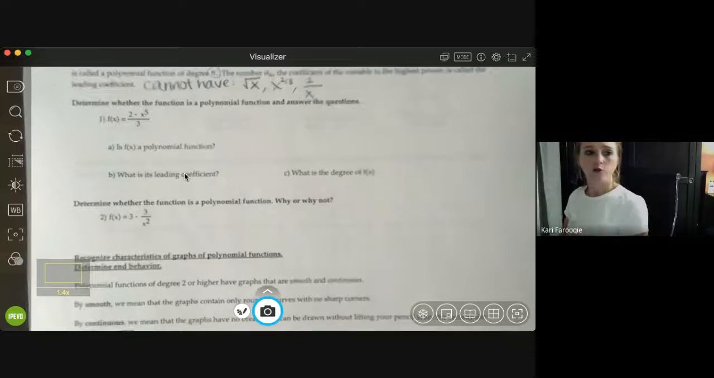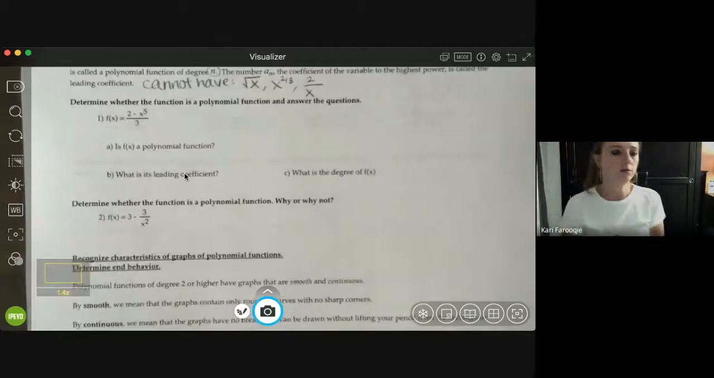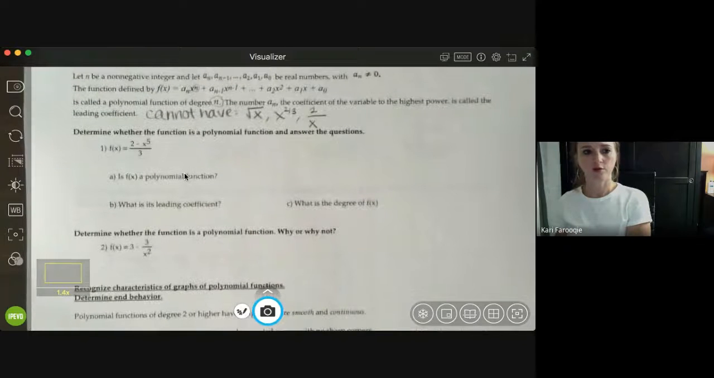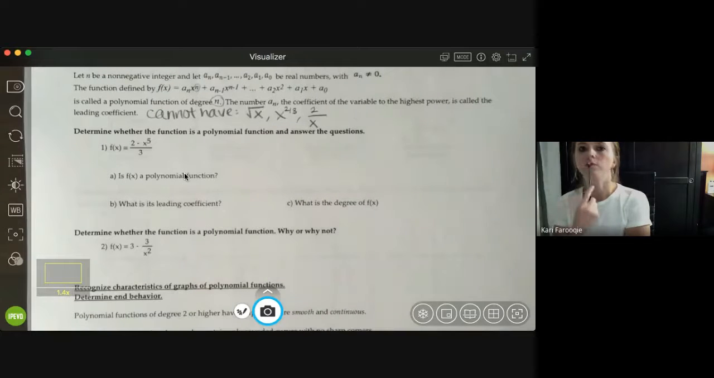F of x equals 2 minus x to the 5th over 3. Is f of x a polynomial function? It's kind of a trick question, but kind of not. What do you guys think? Polynomial function, yes or no? Nobody wants to say. Let me bring you back to this crazy definition. Is it a polynomial function?